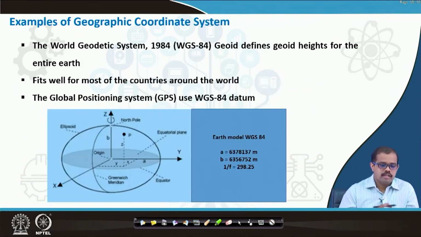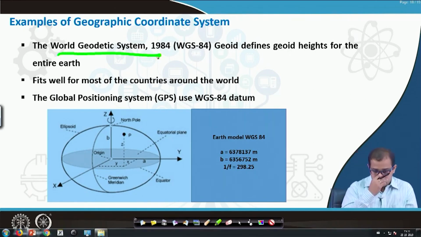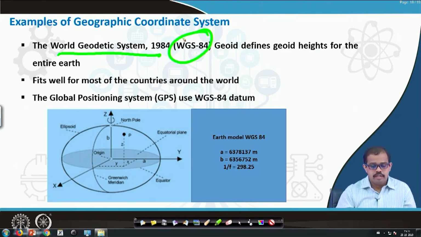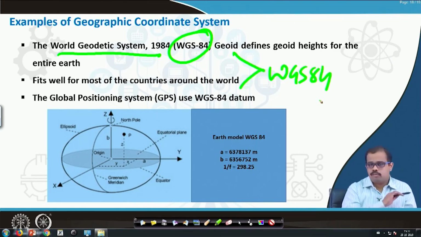Now let us go to the examples of geographic coordinate system. The very well known geographic coordinate system is the World Geodetic System. This particular system was established in 1984, that is why it is called WGS 84. This geoid references the geoid height from the entire earth. So it is the most used GCS system, and it fits well for most of the countries across the world. So most of the work that is done today is in WGS 84.